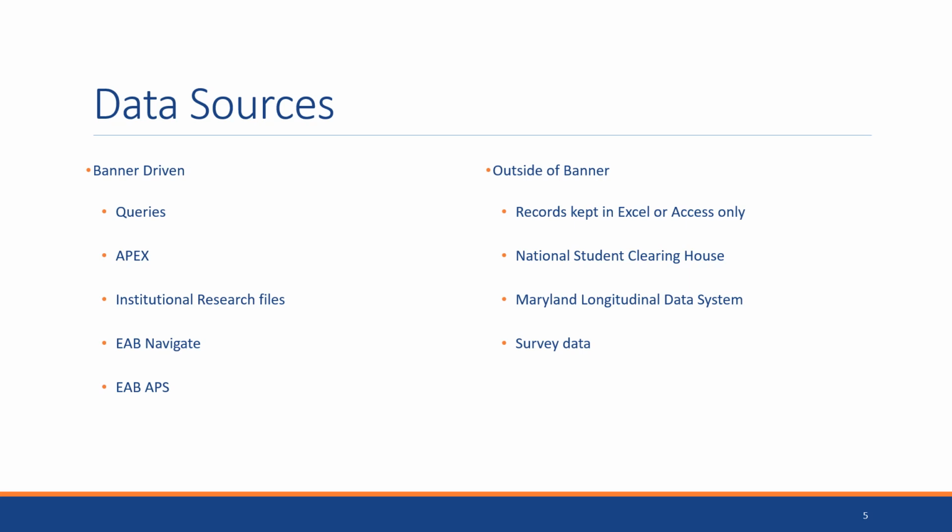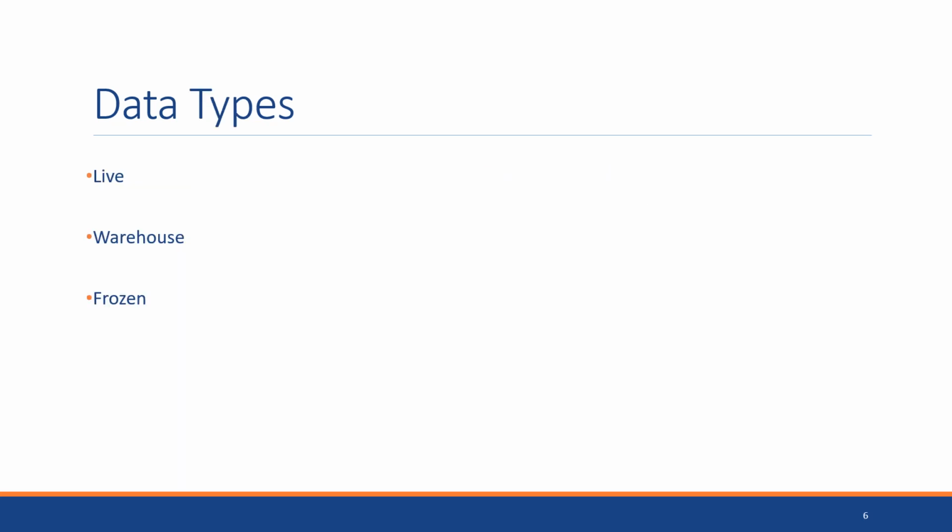Okay, so what kind of data types are there? As you get more into the data, you will find that there are three kinds of data: live data, warehouse data, and frozen data. Live data continues to be updated in real time. Data warehouse, on the other hand, is a centralized repository of institutional data that ensures users across the university are reporting from and using a common and consistent version of the data. Finally, frozen data provide us with a snapshot of the data on the day it was saved that never changes.